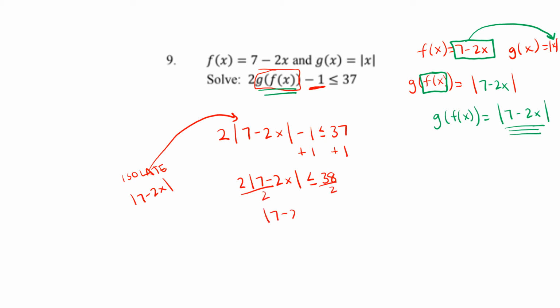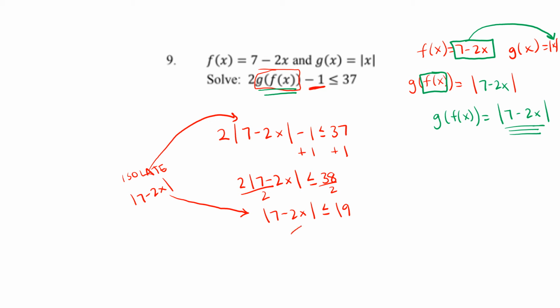Absolute value of 7 minus 2x is less than or equal to 38 divided by 2, which is 19. Now it's isolated. Once you have it isolated, this is when we break it into its 2 equations or determine if it's a special case. It's not a negative on the other side, so it's not one of our special cases, which means we do have to go through and set up our 2 equations.